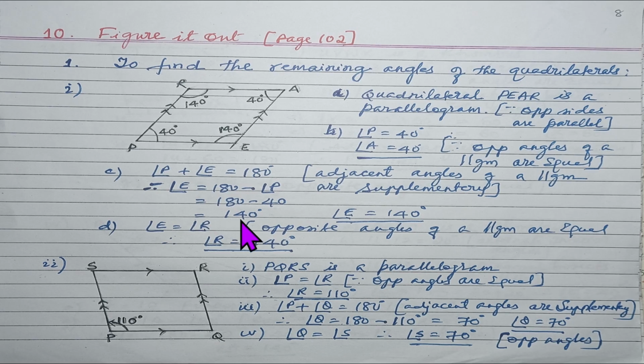Please remember that. Now coming to the second example, we are given a parallelogram again, PQRS. Angle P is 110. We have to find the other angles. Angle P is equal to angle R because opposite angles are equal, therefore angle R is 110. But angle P plus angle Q is 180 because the sum of the adjacent angles is 180. Therefore angle Q is 180 minus 110, that is 70 degrees, and therefore angle S is also 70 degrees. Angle Q is 70 degrees, and that is what is asked from us.